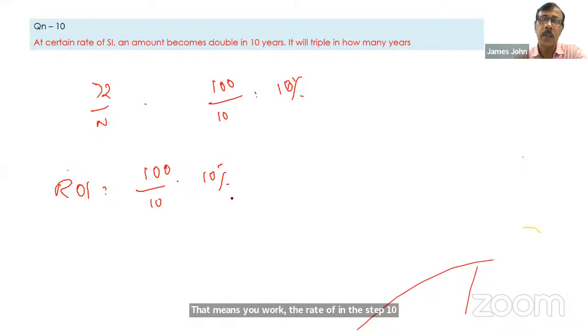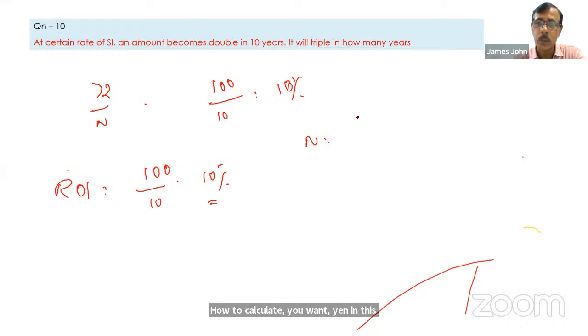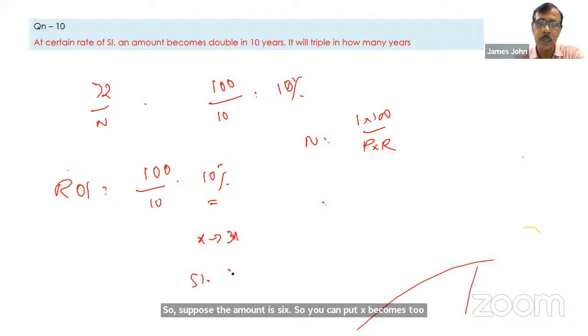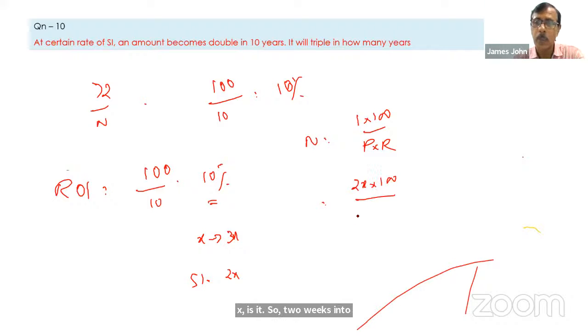Now you have to calculate when at 10% an amount becomes 3 times. How to calculate? We want n. N is equal to I into 100 by P into R. So suppose the amount is X. So you can put X becomes 3X. So what is the interest? Simple interest is 2X, isn't it? So 2X into 100 by P. P is X into R, 10%. X and X get cancelled. You will get the answer as 20 years.